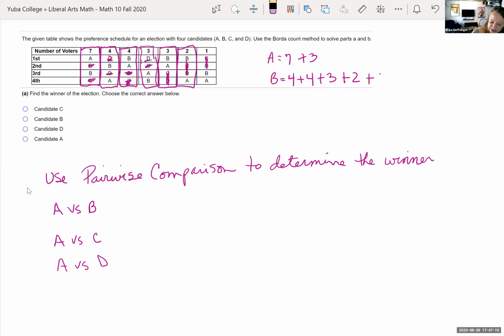So if we look at the number here, 10 versus 4 plus 4 is 8, plus 3 is 11, plus 2 is 13, plus 1 is 14. So 10 people preferred A over B, and 14 preferred B over A. And so B in this case would win if we were just comparing those two.